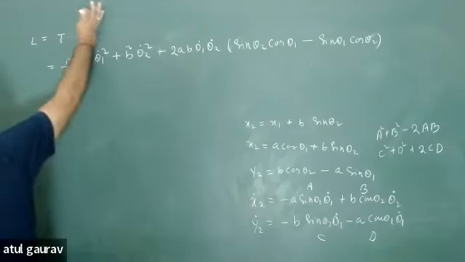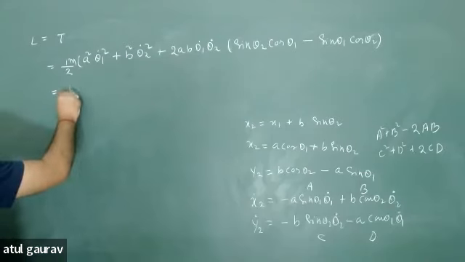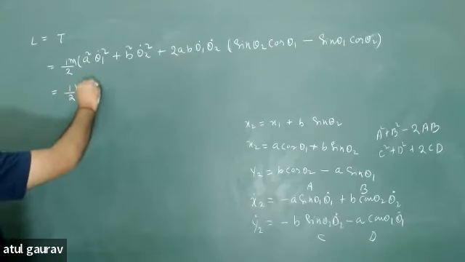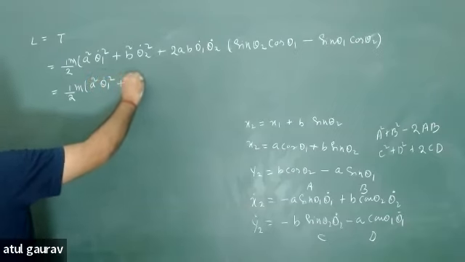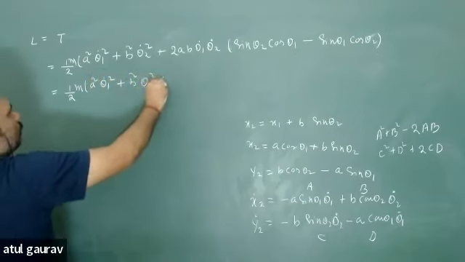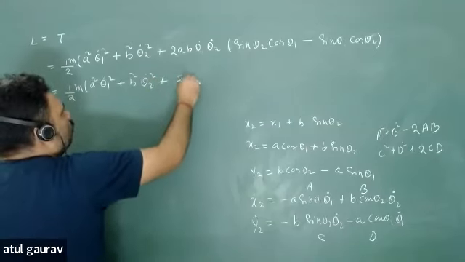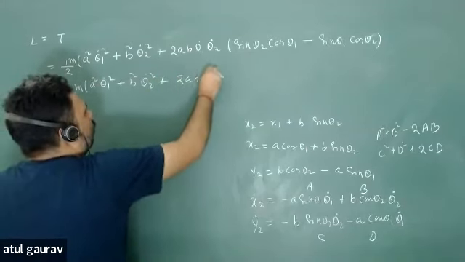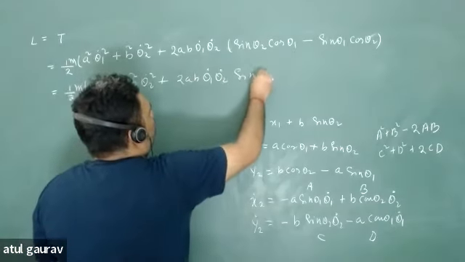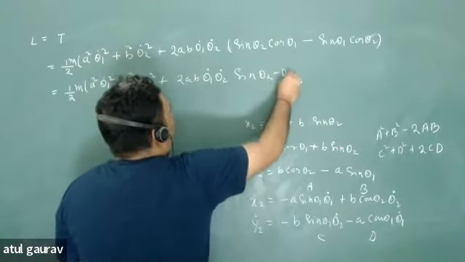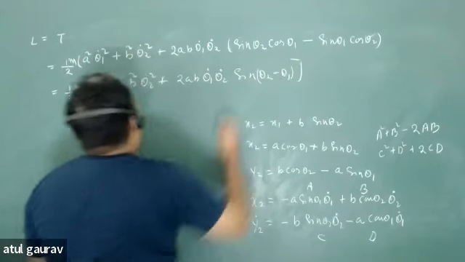So just write kinetic energy first. This will be half m a square theta 1 dot square plus b square theta 2 dot square plus 2ab theta 1 dot theta 2 dot, and that value is what? Sin theta 2 minus theta 1. This is your kinetic energy.